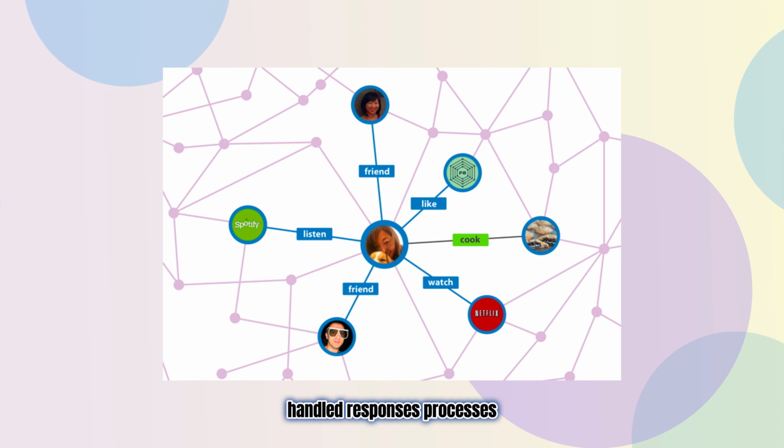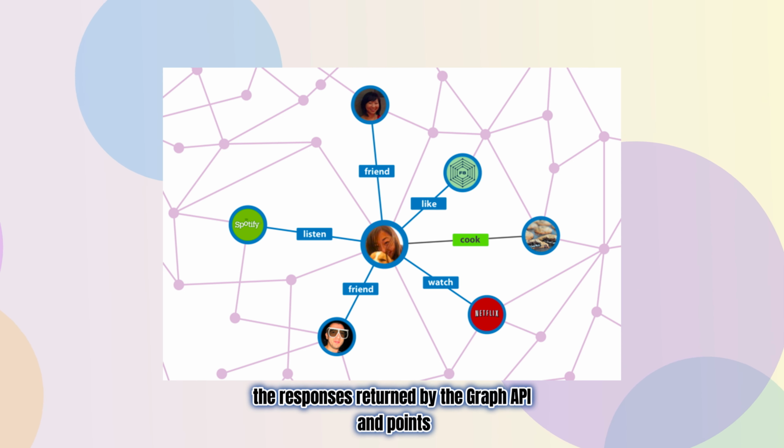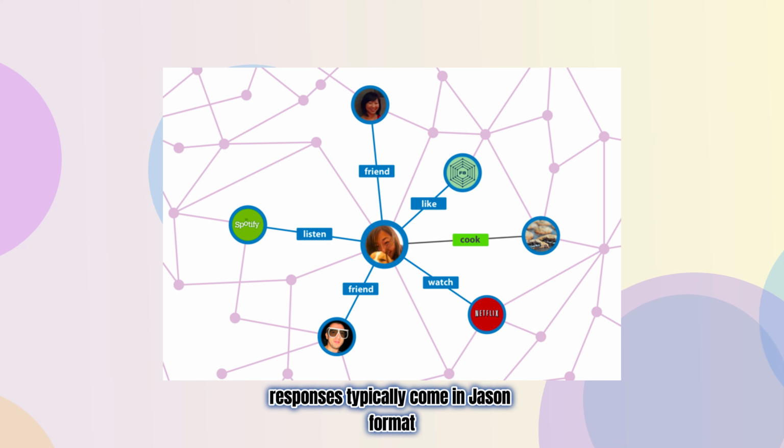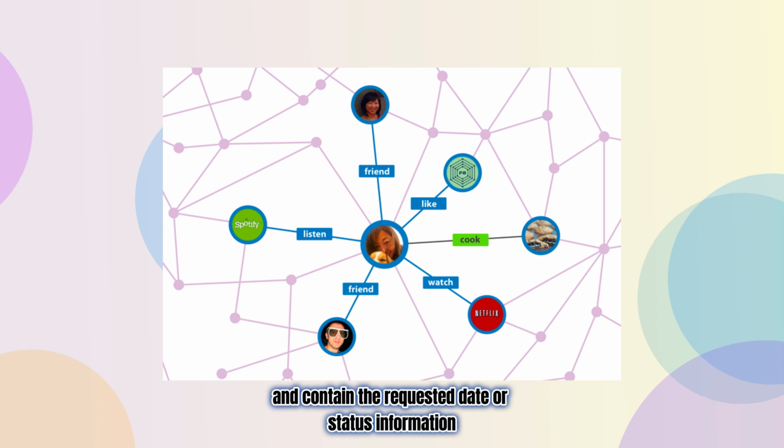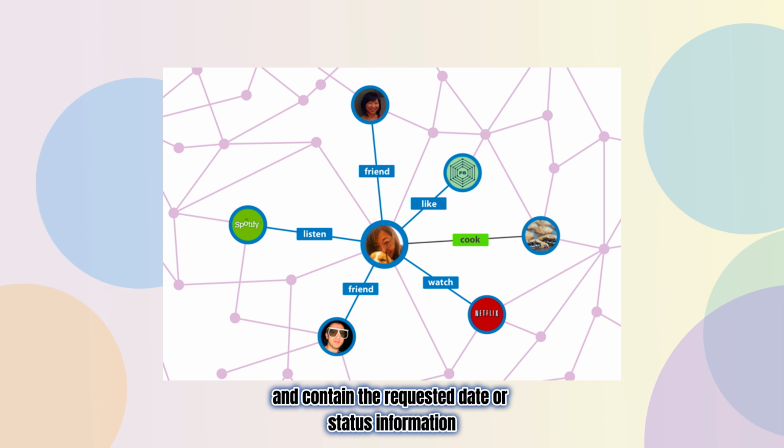Handle responses. Process the responses returned by the Graph API endpoint. Responses typically come in JSON format and contain the requested data or status information.